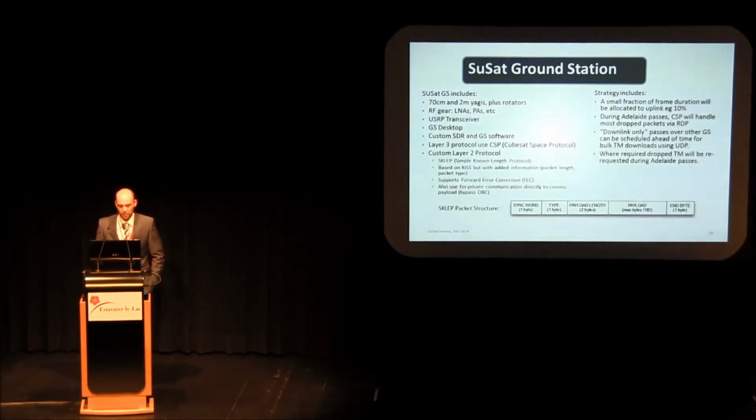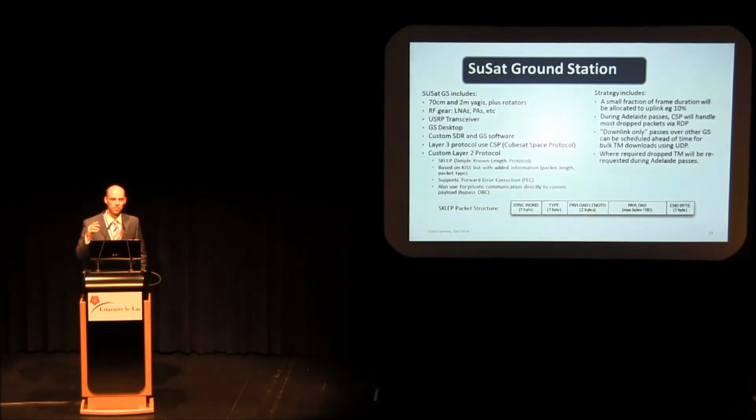Then a bit about the ground station. I'll let you read the material on the left. I guess the important bit is a custom layer 2 protocol, and that shows what the split packet structure looks like. Basically the idea is to have a small fraction of the frame allocated to uplink, and during the passes over Adelaide, CSP will handle any dropped packets.